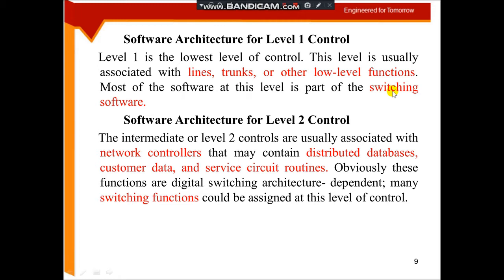Most of the software at this level is a part of switching software, and level 2 is an intermediate level. The level 2 controls are usually associated with network controls that may contain distributed database, customer data, service circuit routines. Obviously these functions are digital switching net architecture dependent. That means these are dependent on digital switching architecture. Many switching functions could be assigned at this level of controls. This is also important.